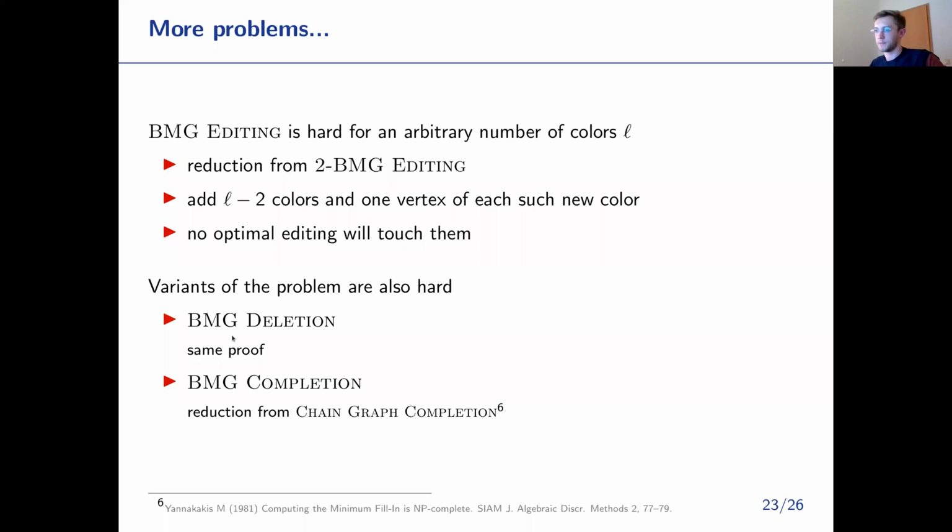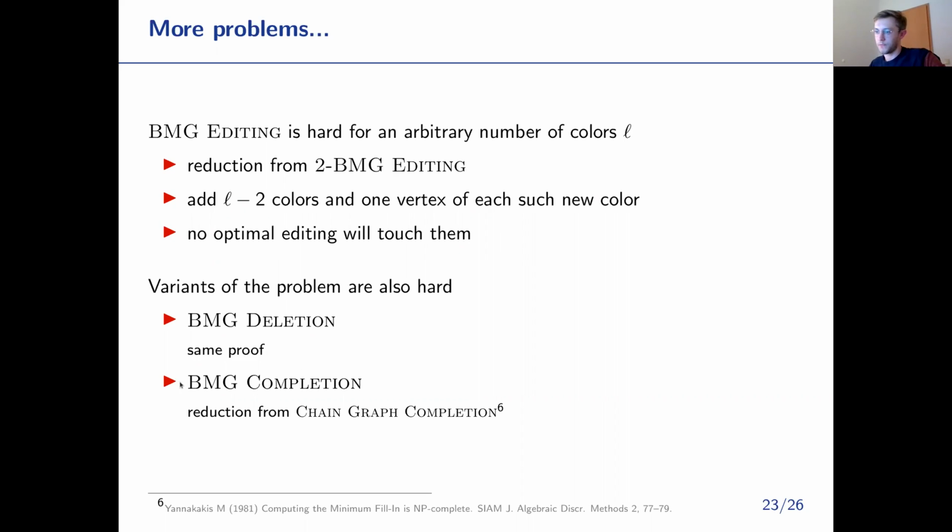And the first one is BMG deletion, which means that we are only allowed to delete arcs. And you may have noticed that in the proof, we only ever deleted arcs. So we can actually take the same proof to prove that this one is NP hard as well.